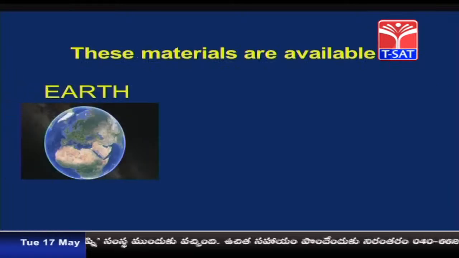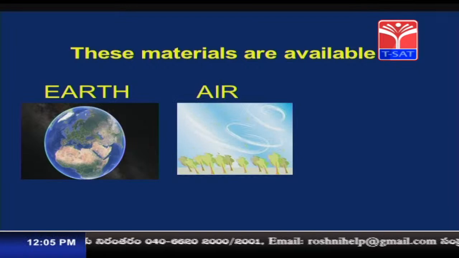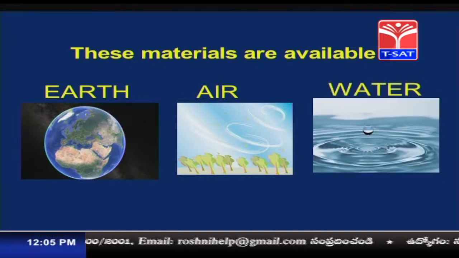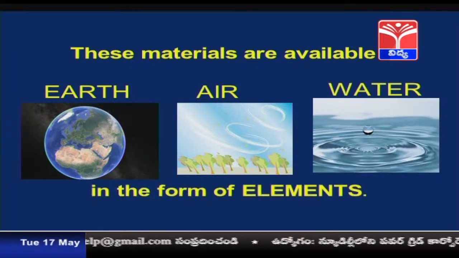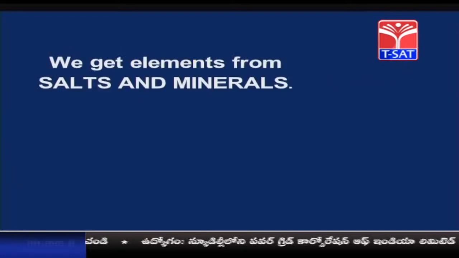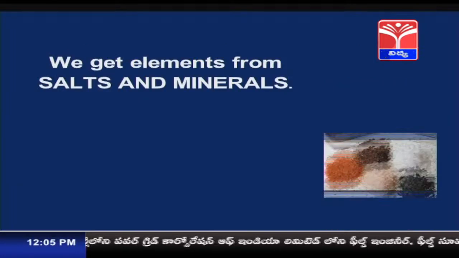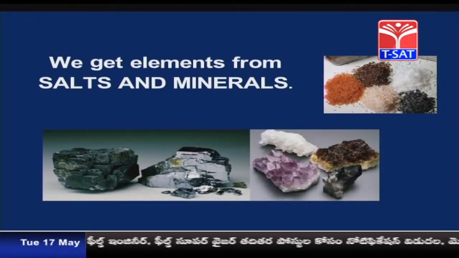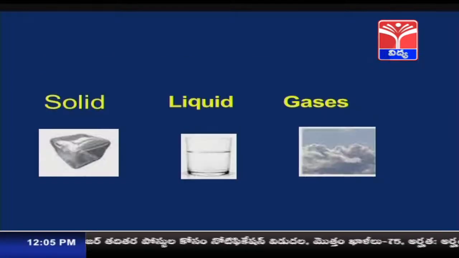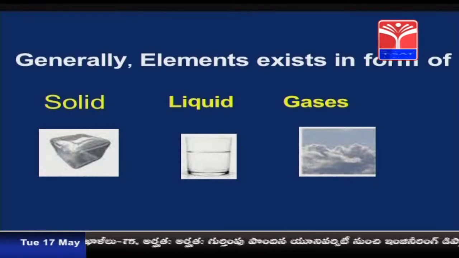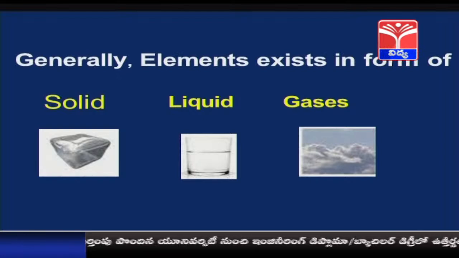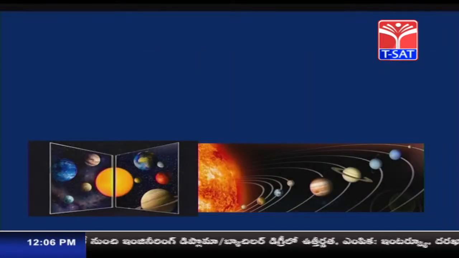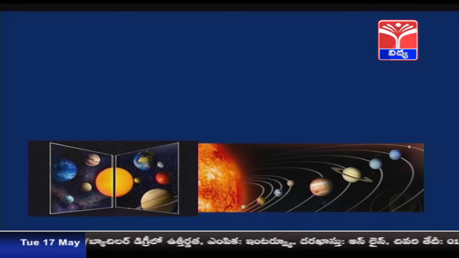These materials are available in earth, in air, in water, in the form of elements. We get elements from salts and minerals. These are salts and minerals. Now, elements also exist in solid state, liquid state and gaseous form. Now, what is this? It is the universe.